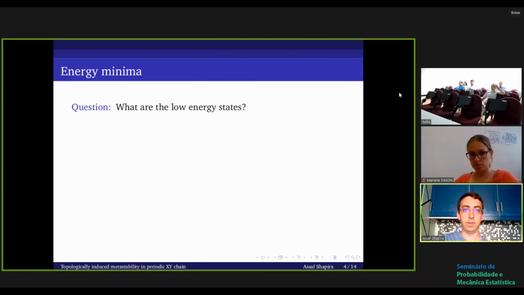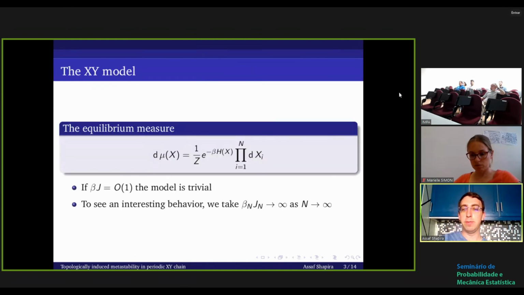So we see that if beta and J are very large, then this exponential of minus beta H is very small when the energy is large, and relatively large when the energy is small, which means that our equilibrium measure would only feel the states that have low energy.